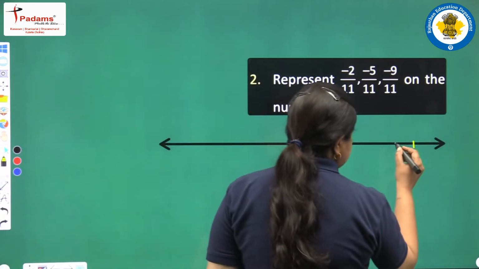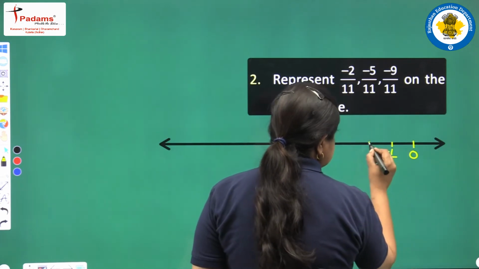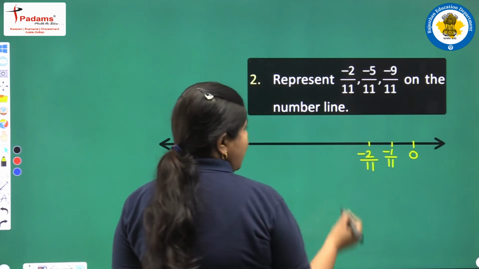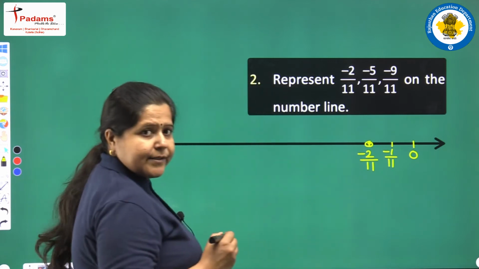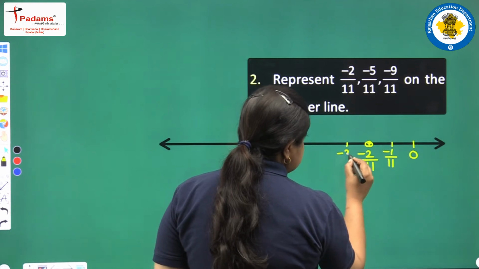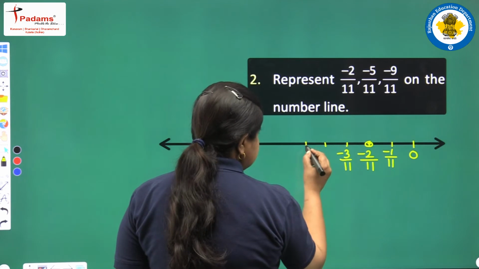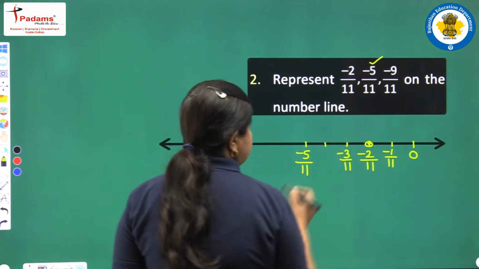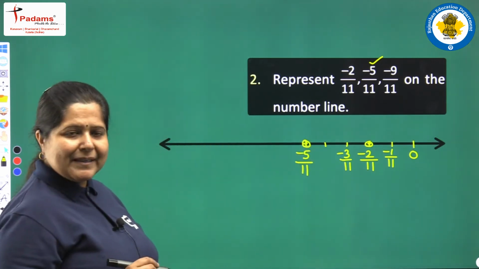Take up the numbers one by one successively. Minus 1 by 11, then minus 2 by 11. So we have got minus 2 by 11. This is the exact location of minus 2 by 11. Then this will be minus 3 by 11, minus 4 by 11, this will be minus 5 upon 11. This again has been asked, and the exact location will be this point on the number line.